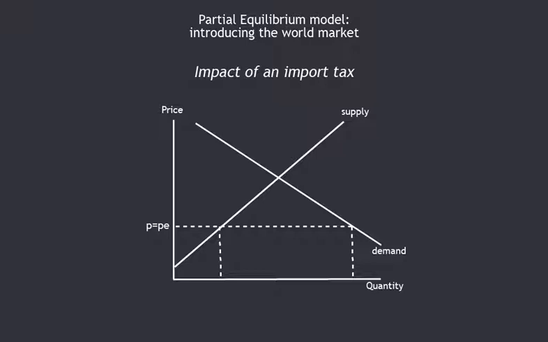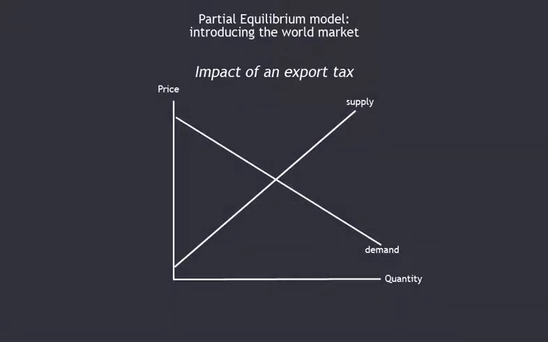If there is an import tax implemented on imports in this country, it means that the local price is going to increase to P prime, which is equal to PE times (1 plus T). And so the effect will be to raise local production and to decrease local demand.